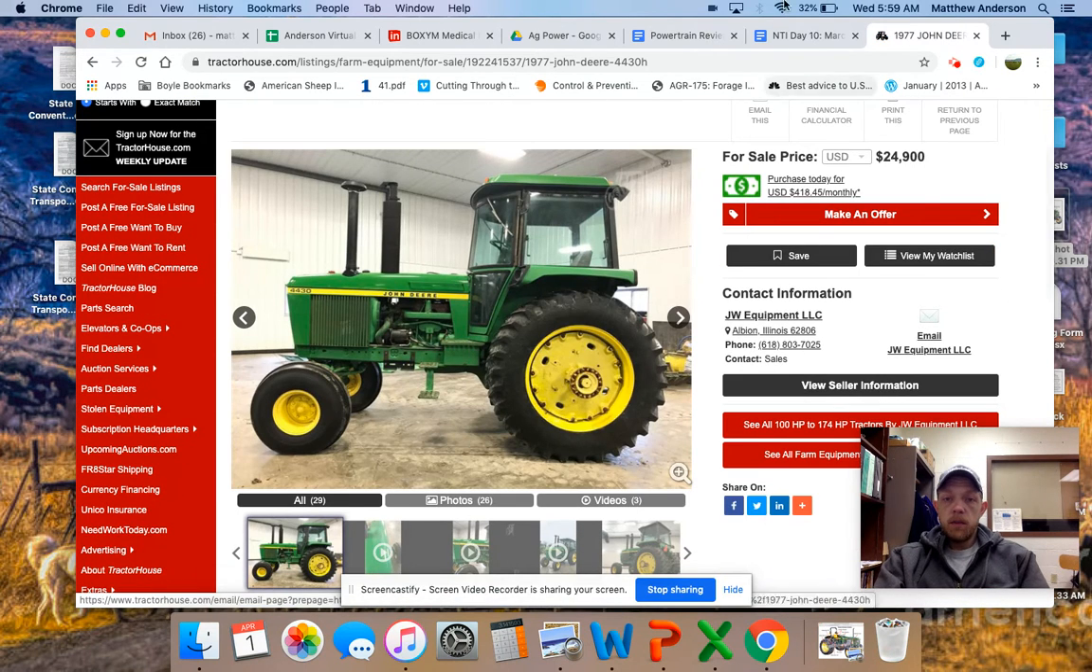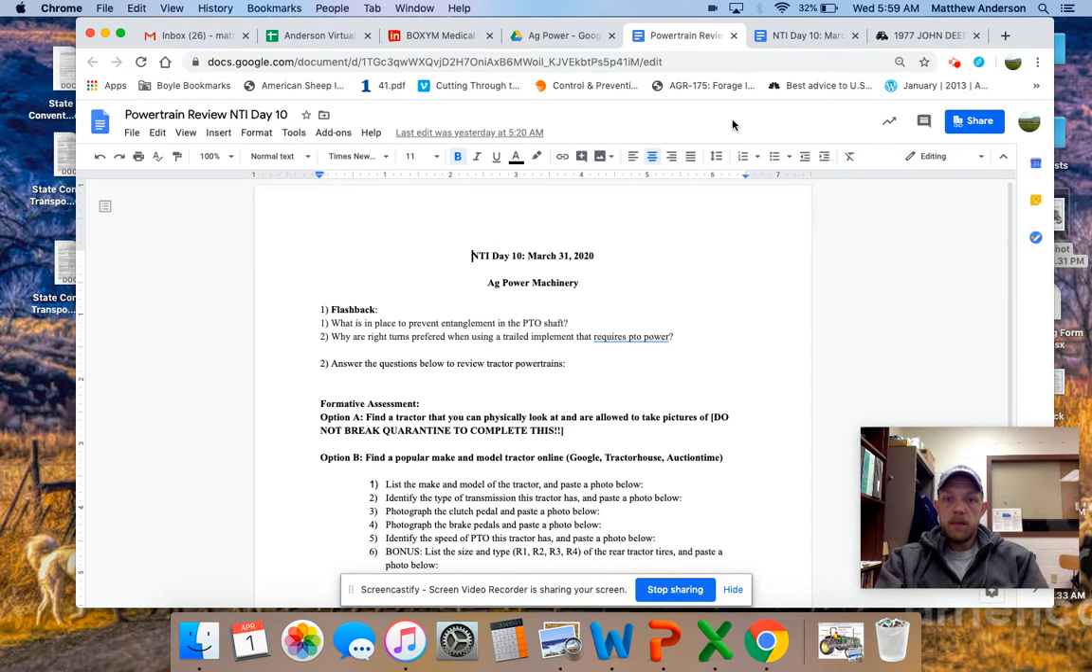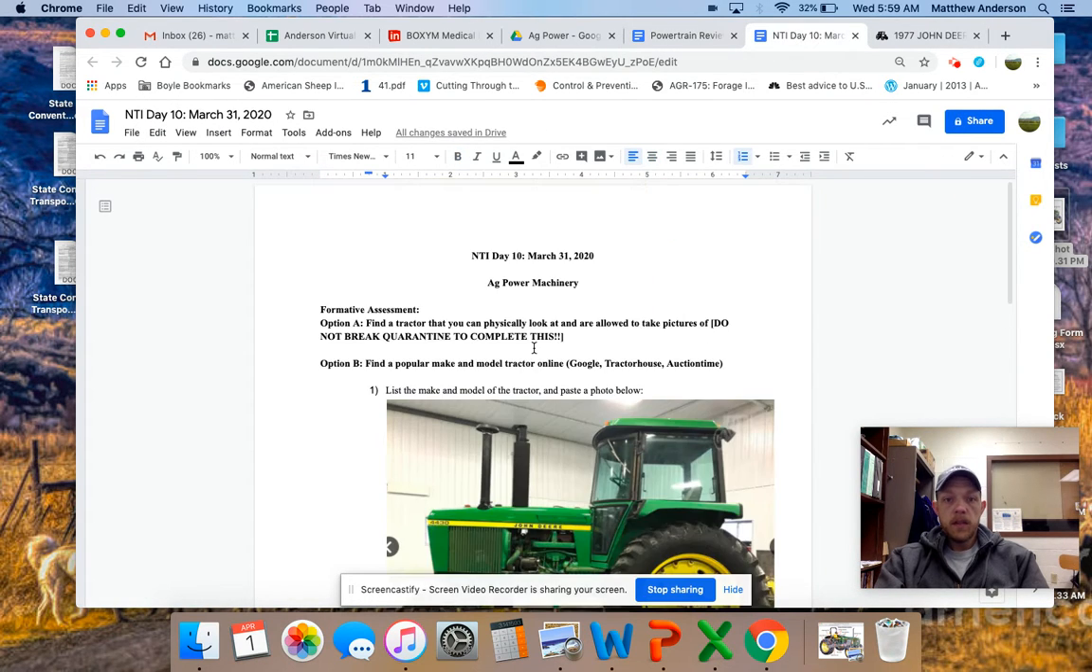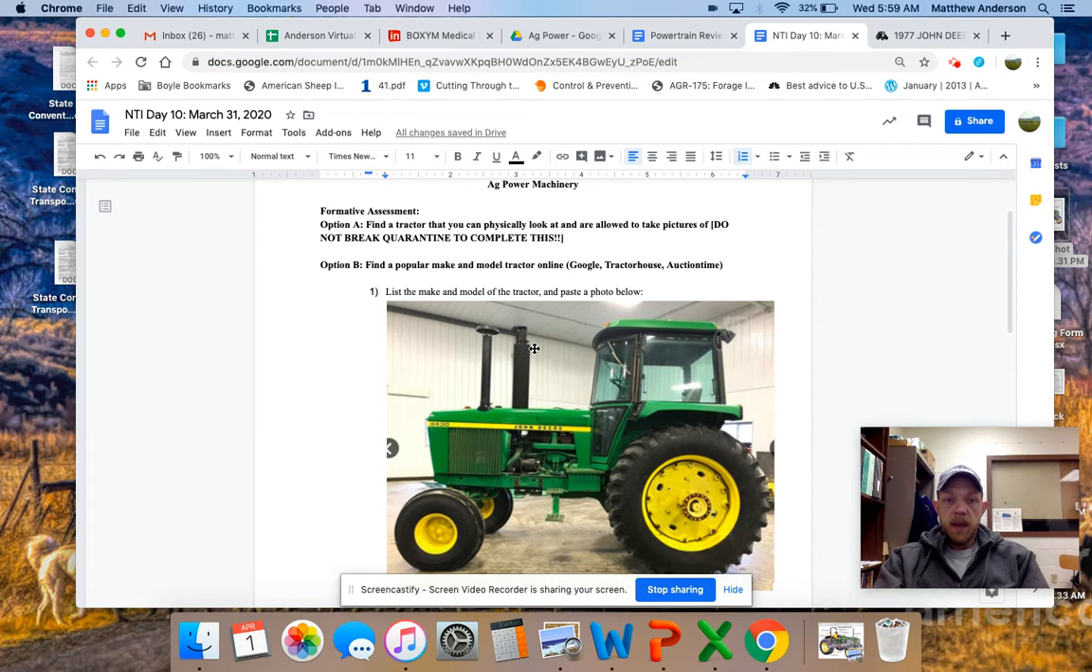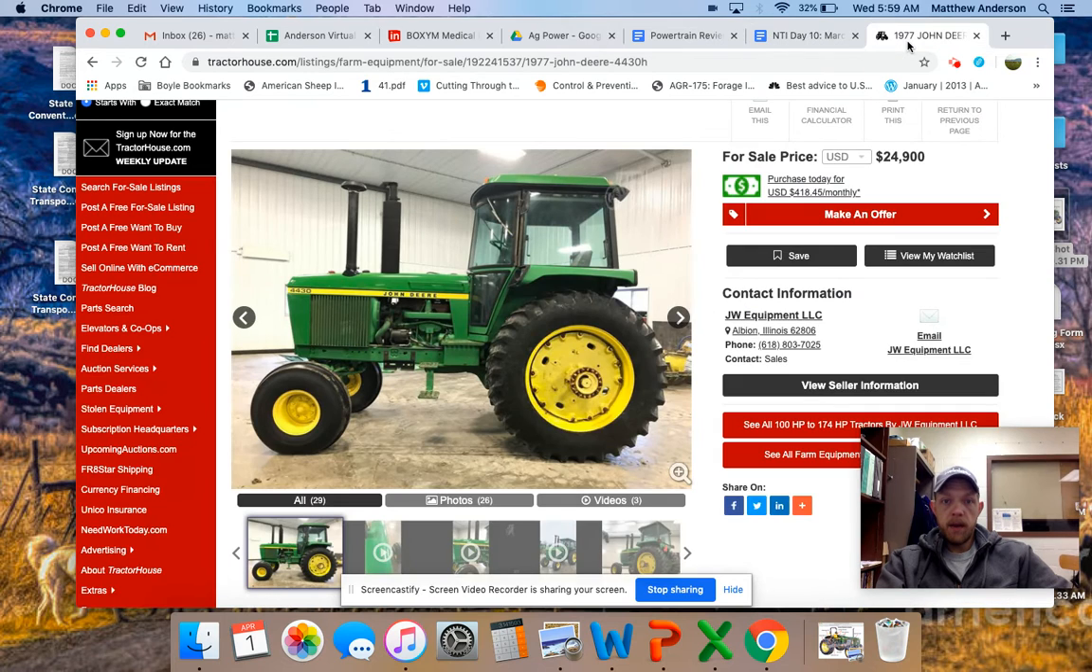So question number one: list the make and model of the tractor and paste a photo below. So this is a 1977 John Deere 4430, and we've got a picture of the one that we're looking at. There she is.